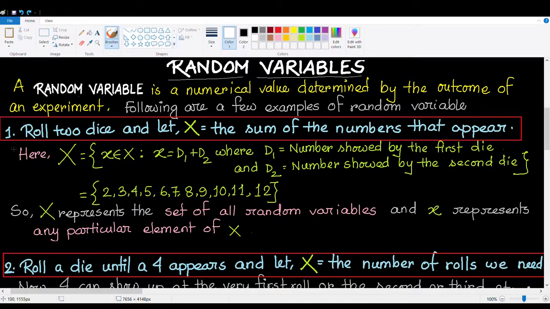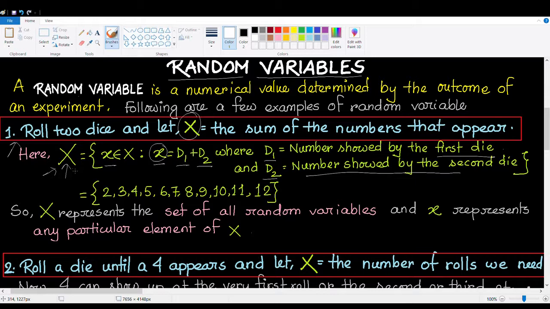In example 1, you're rolling 2 dice and X is the sum of the numbers that appear. Here X is the set of random variables that is defined as the sum of the numbers that appear. X is expressed in set builder notation, where it consists of all small x's, where small x equals d1 plus d2. Here d1 is the number shown by the first die and d2 is the number shown by the second. So d1 plus d2 is small x, and all such small x comprise the set capital X.